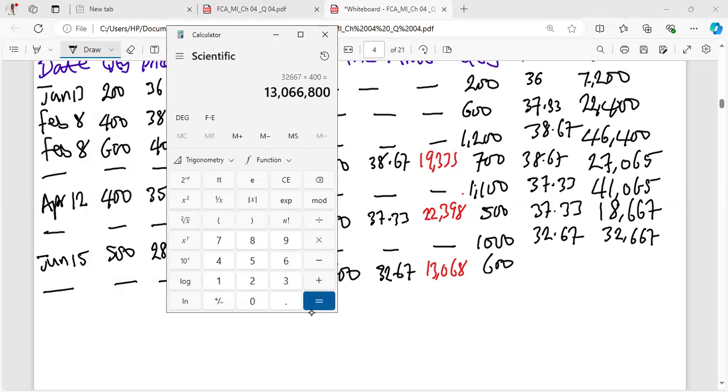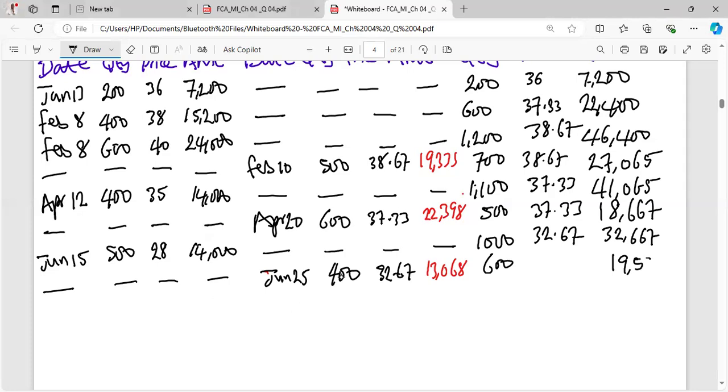I'm going to do the subtraction. 32,667 minus 13,068 will give us 19,599. Of course, that will still give us 32.68 because that's the last figure we use in issue.